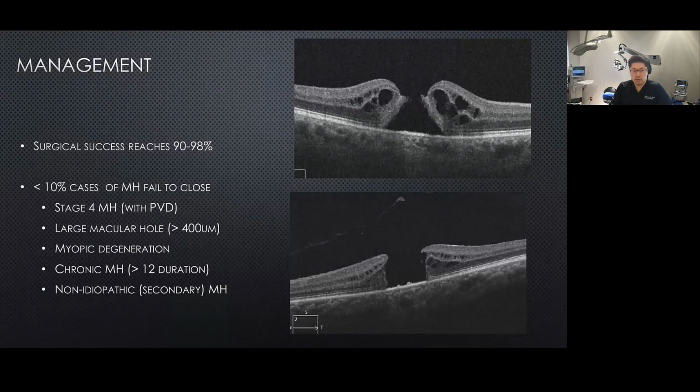Of course, the success of macular hole repair is fairly good. Even back in the days with simple vitrectomy, the holes usually close. However, there is less than a 10% chance where the hole simply doesn't close, due to many reasons. And based on OCT, we're not only able to diagnose the macular hole, but we can also predict, or sort of allow us, surgical planning.